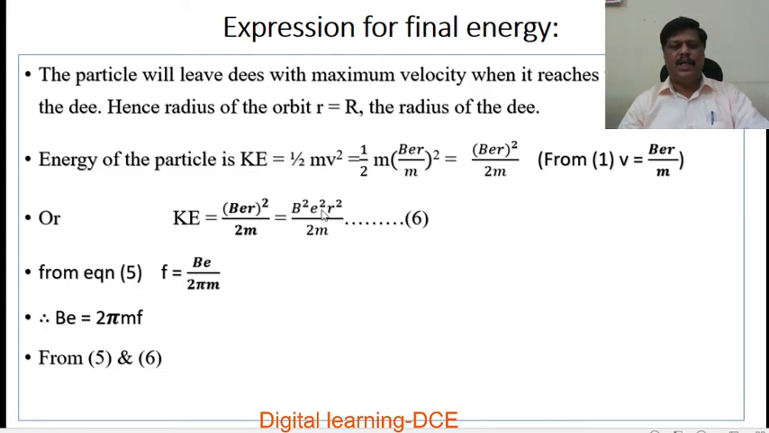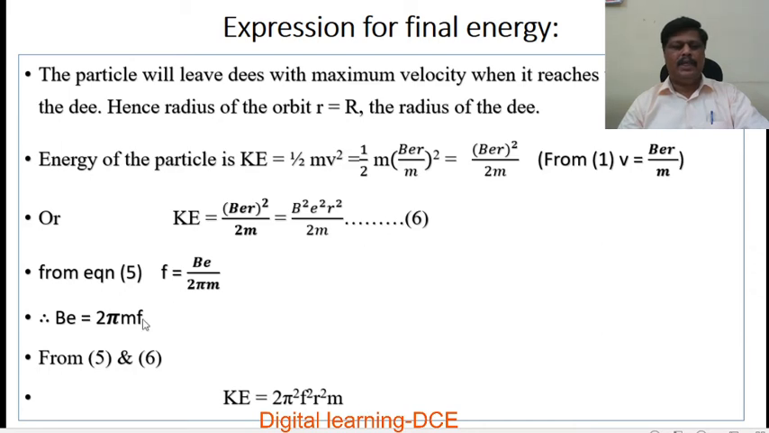Here B square q square is there. Therefore, for B square q square it is 4 pi square m square f square, into r square by 2m. So m gets cancelled and the 2s get cancelled. So the kinetic energy is equal to 2 pi square f square r square m.